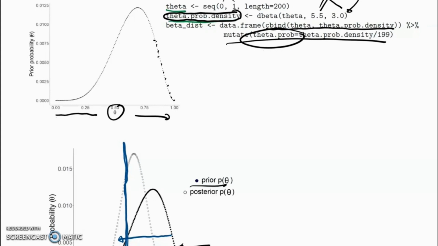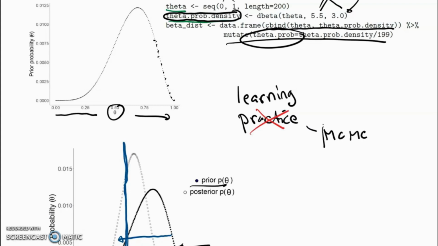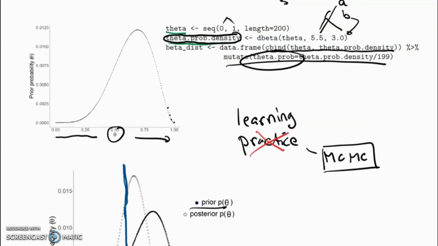A couple things that are worth noting is that when it comes to grid approximation, it's great for learning. It's not going to be used in practice. And in practice, what we're ultimately going to be using is Markov chain Monte Carlo in order to do our Bayesian analysis.